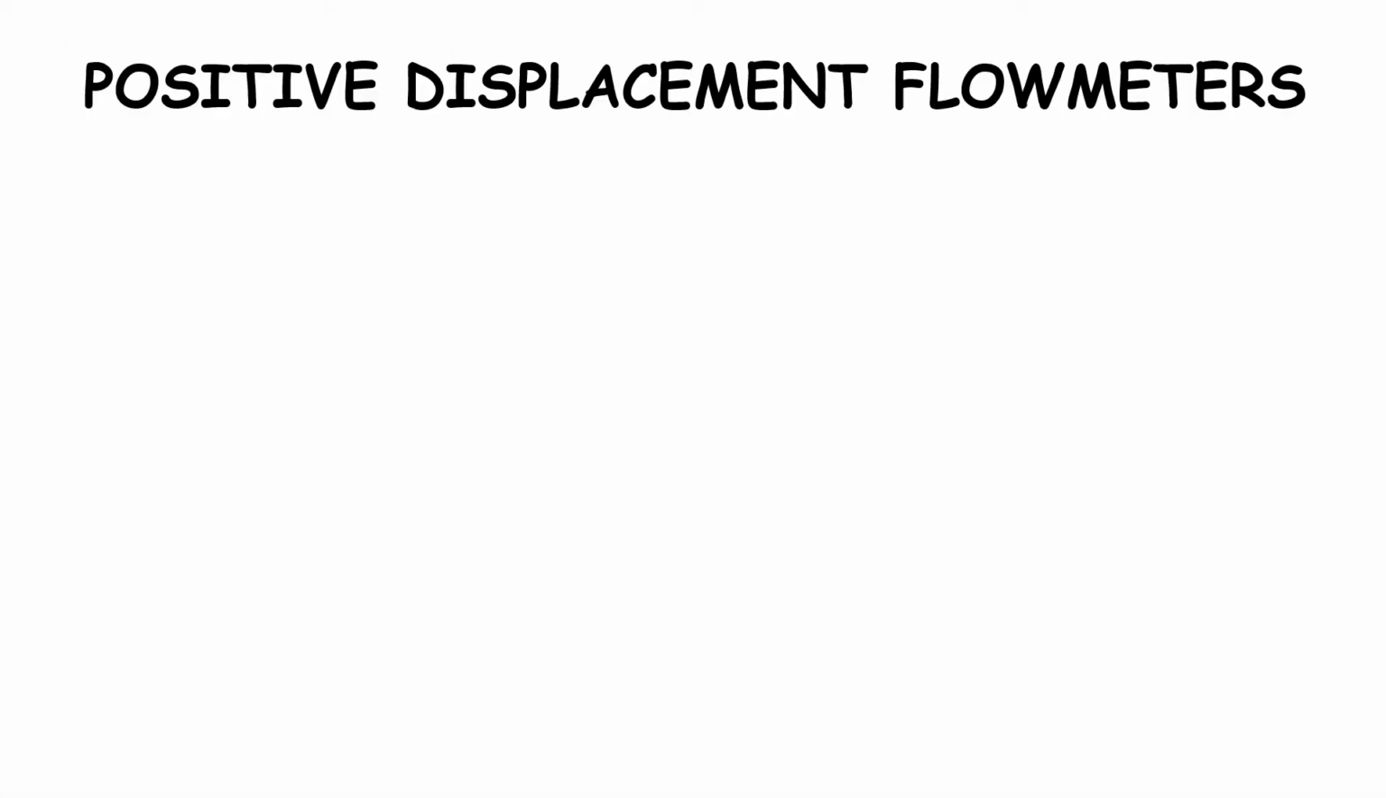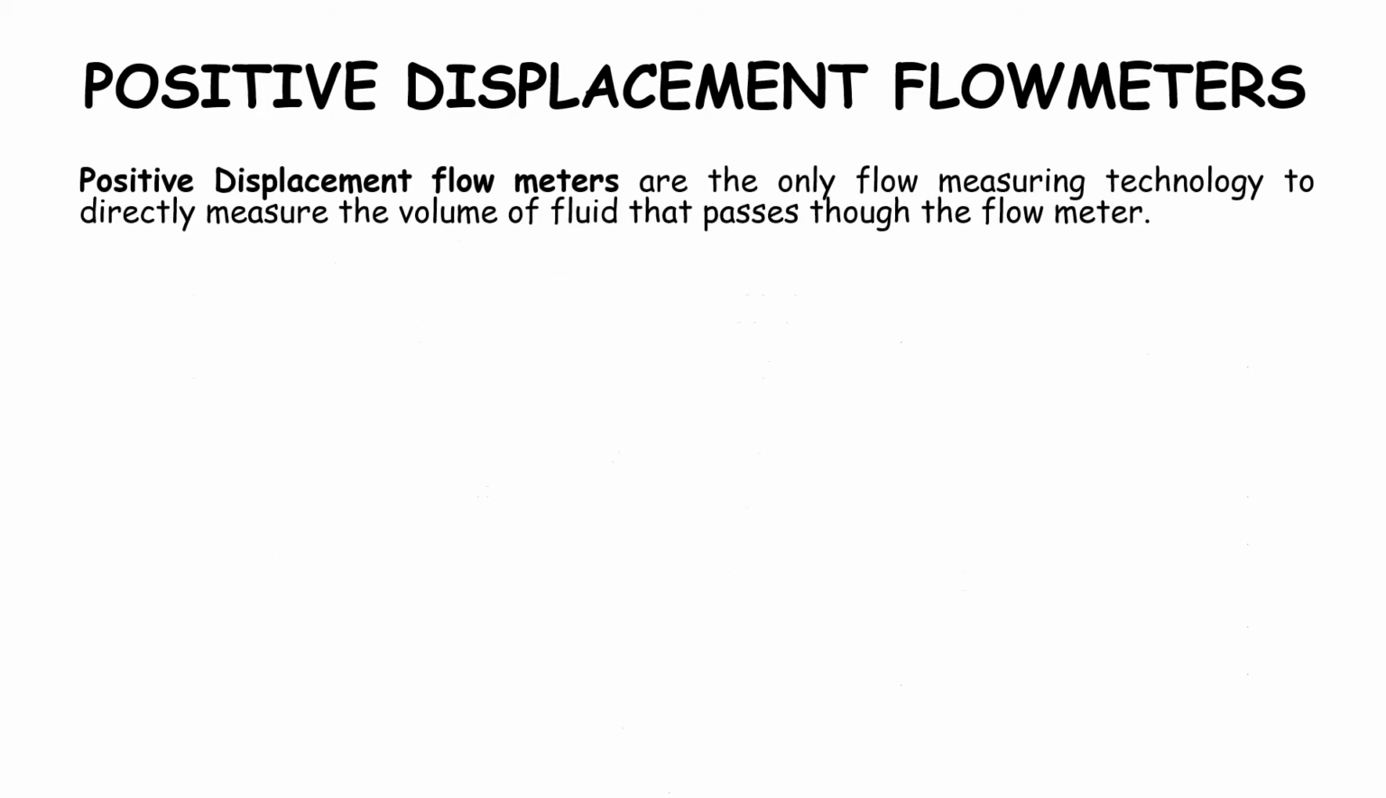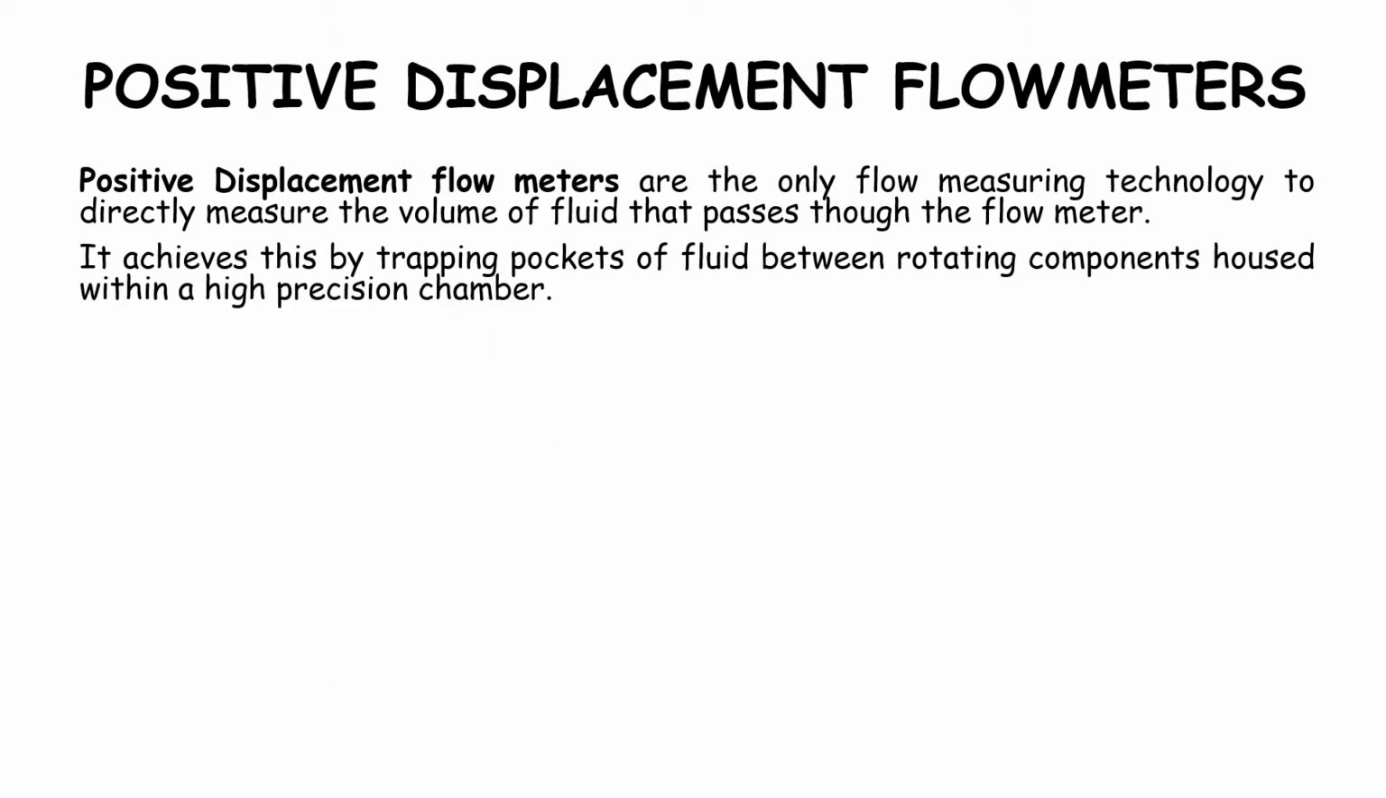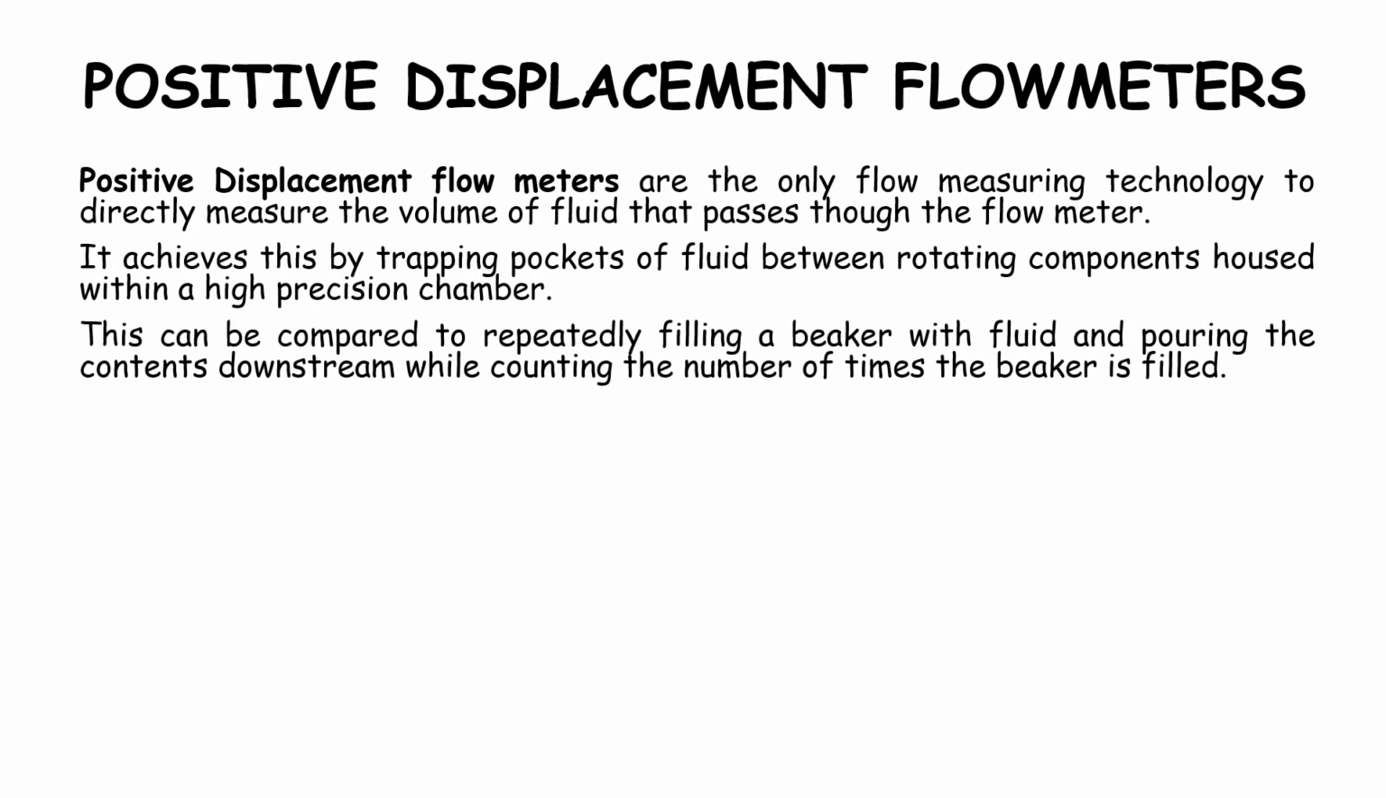So now coming to the positive displacement flow meters, we say that the only flow measuring technology to directly measure the volume of fluid that passes through the flow meter is the positive displacement flow meter. It achieves this by trapping pockets of fluid between rotating components housed within a high precision chamber. This can be compared to repeatedly filling a beaker with fluid and pouring the contents downstream while counting the number of times the beaker is filled.